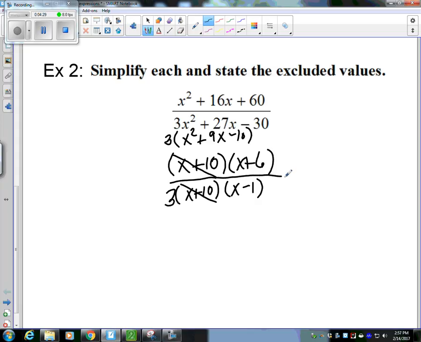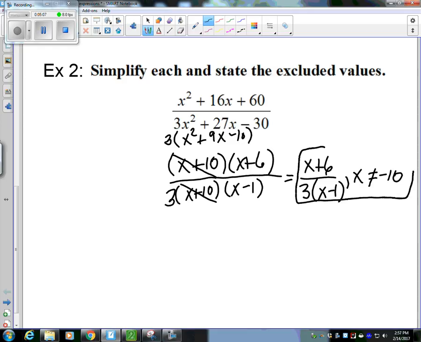So let's rewrite what we have here. On the numerator we have x plus 6. You don't need it in parentheses, because you're not multiplying it by anything. In the denominator, you have 3 times x minus 1. If you want to multiply it in, you can; leave it out, that's fine. And then we state our excluded values. What factors did we cancel out here that have a variable in them? The only one is the x plus 10. So what will make that factor 0? Putting x equals negative 10 in will make that factor 0. So in order for your simplified version to be equivalent to the original, you have to state the excluded values.